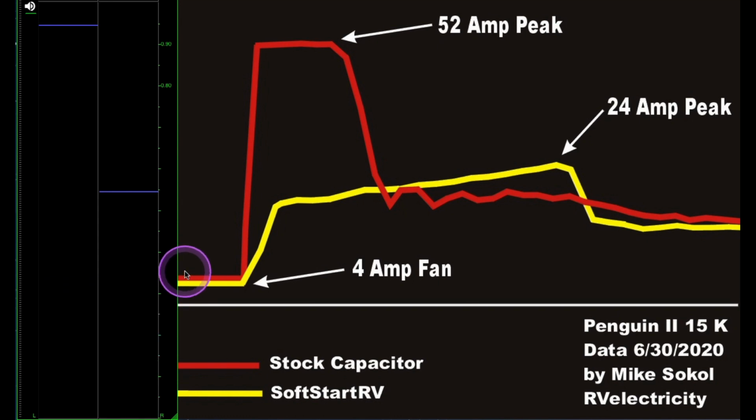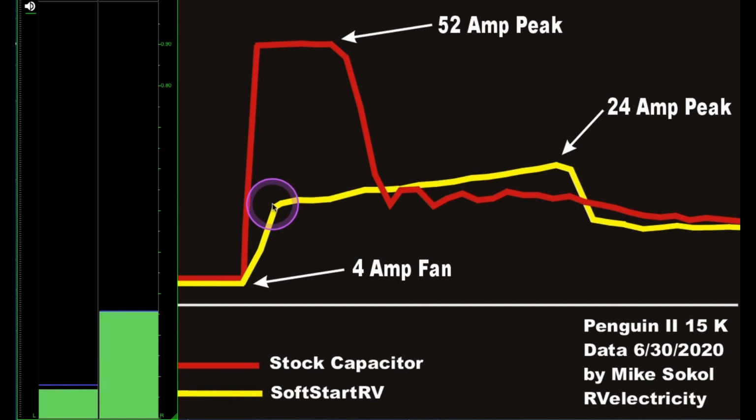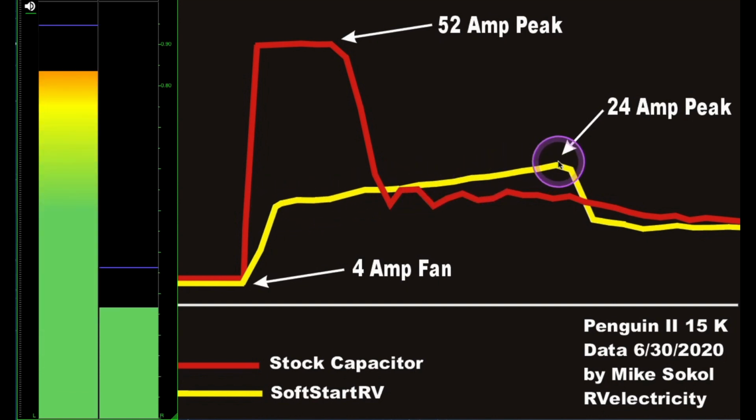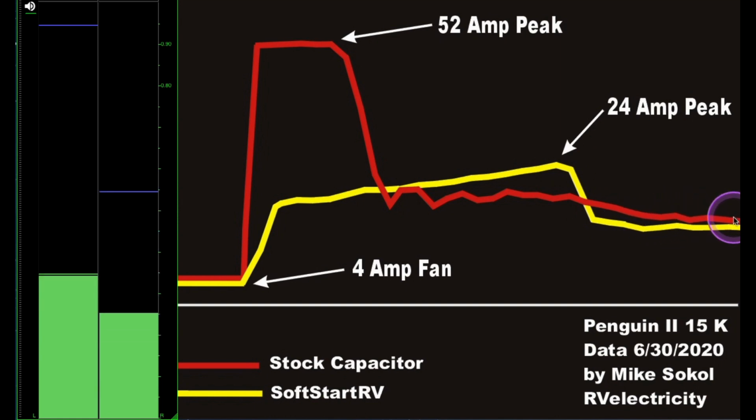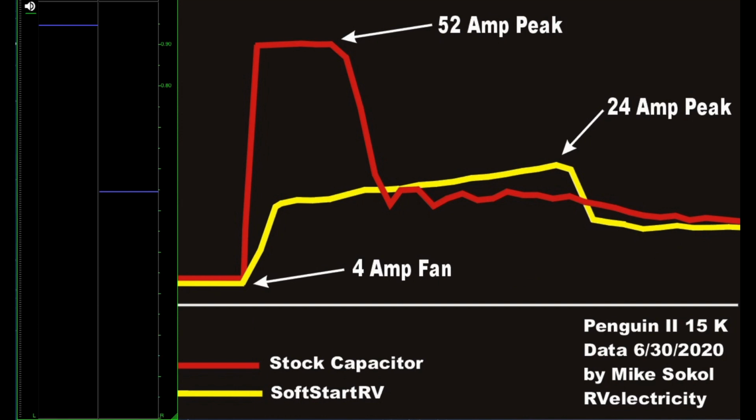You can see, again, it's going pretty fast. Let's slow it down. Here we're at the 4 amp fan draw. It's going to take a lot longer to build up, and it's only going to build up to 24 amps peak, then comes back down to around the same 14 amps or so of running. So the difference between the two technologies is you have a very short peak current of 52 amps with stock capacitors, and you have a much longer drawn out time with a lower amperage for SoftStartRV.